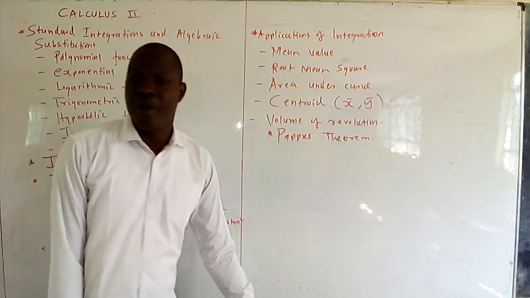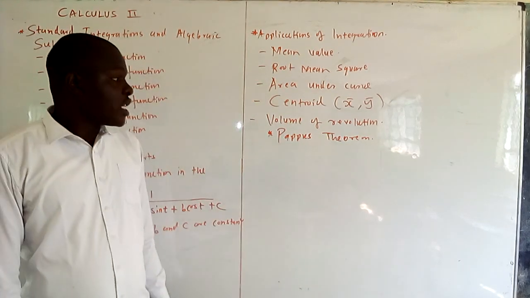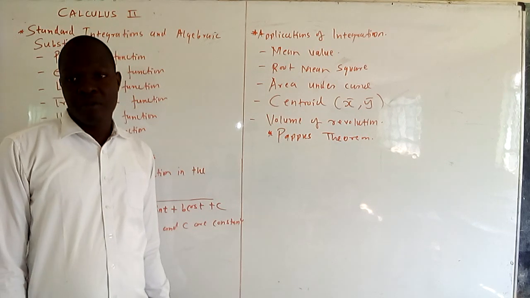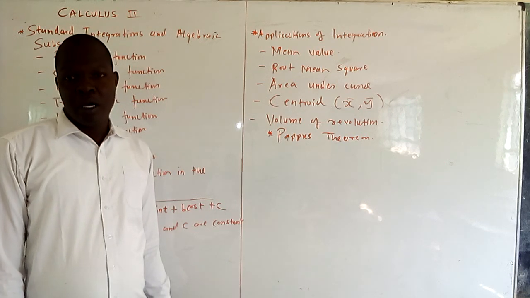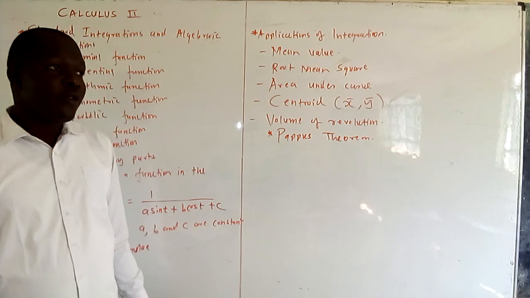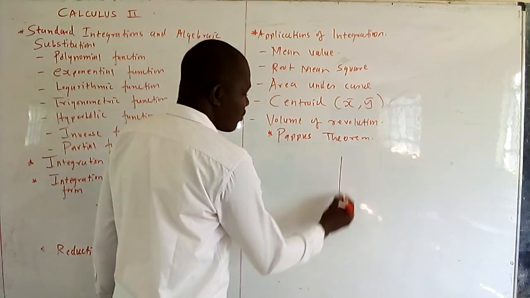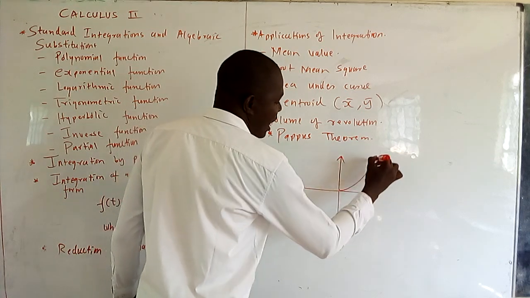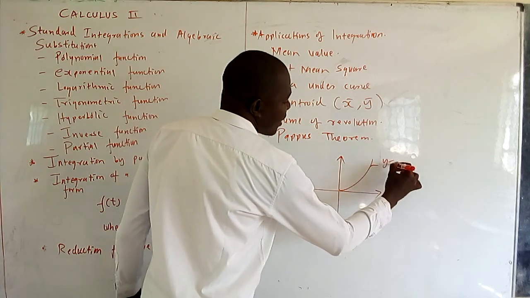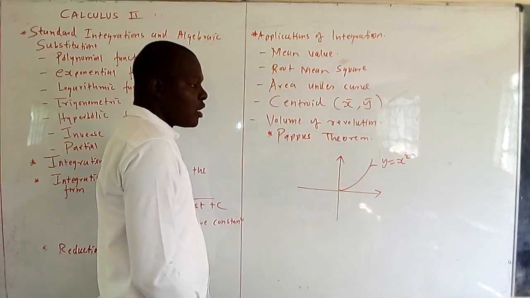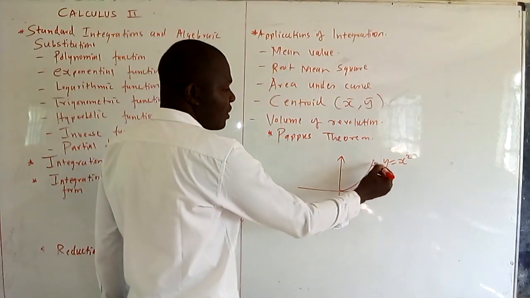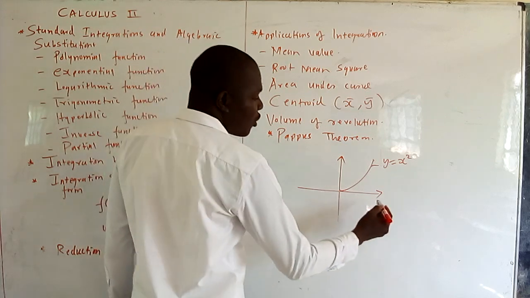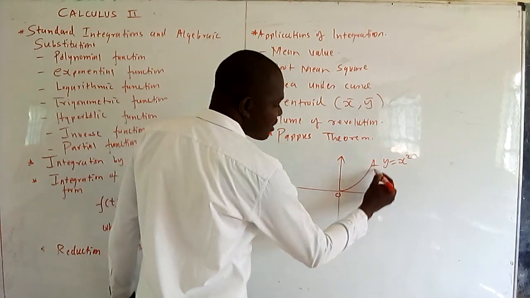How do we use the Pappus theorem to determine the volume of revolution of any curve? About the x-axis, very important, because let's say for instance, if this is an xy plane, then you have this curve y = x squared. So if you want to rotate this curve about the y-axis between the values of x, 0 and 1.